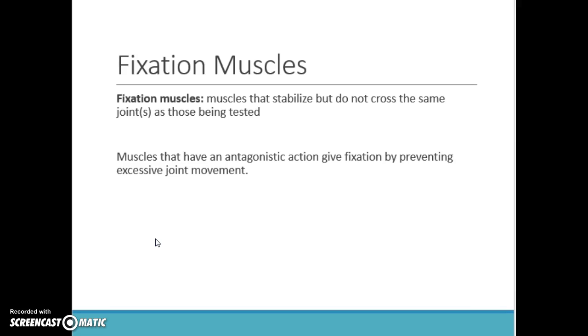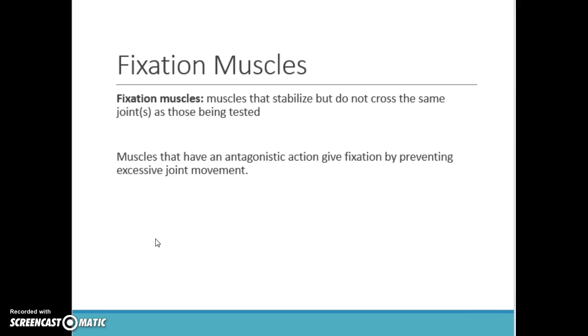Fixation of muscles indicates muscles that stabilize but do not cross the same joint as those being tested. For example, fixation muscles can stabilize the scapula and hip during movement but do not enter directly into the test movement. So it's important to stabilize the movable scapula to the trunk and the pelvis to the thorax so that the tested joint has a firm origin from which to pull.